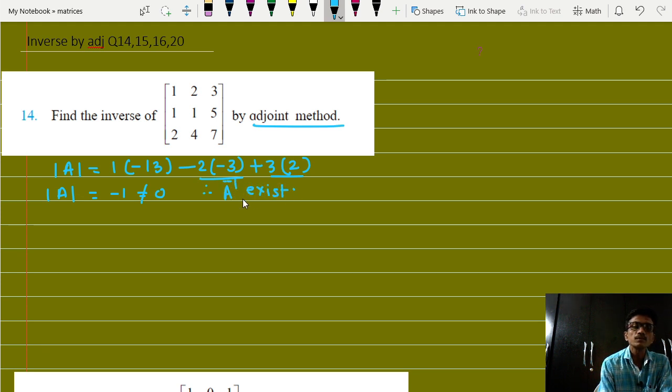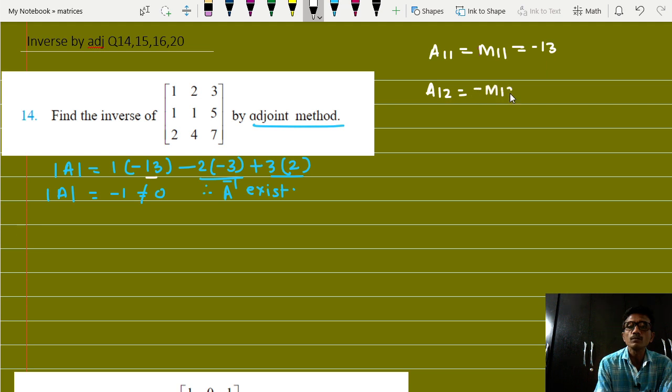After this we have to find the minors and cofactors of all the elements. So let's find minors and cofactors. A11 is equal to M11. This element will be minus 13, 7 minus 20 that is minus 13. Then after this A12 is equal to minus of M12, which is, you have to delete the first row and second column. 1, 2 and 5, 7.